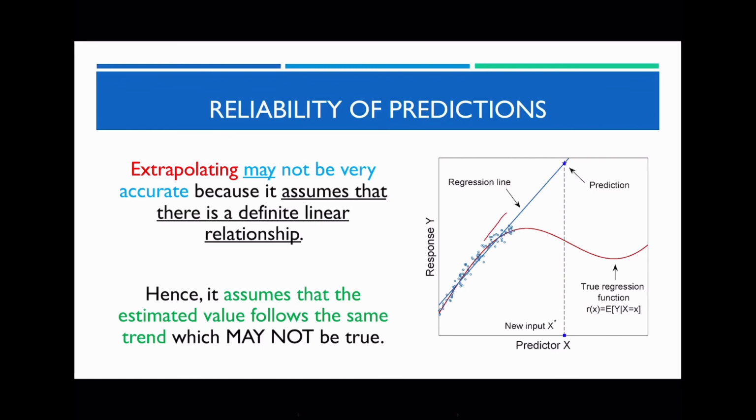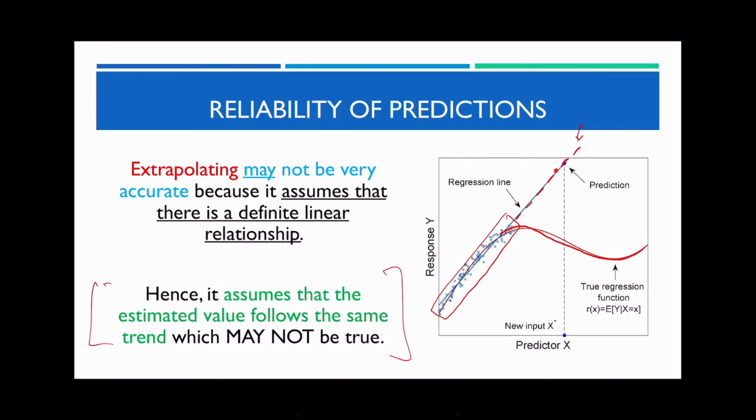In this case, most of your data set is found over here. If you're trying to make an estimation for values over here, you're assuming that all values found outside follow a linear relationship, which is why I've represented this by these dashed lines. However, that might not be true, because in reality, instead of following a linear trend, it might actually curve like this. We can't be too sure that values found outside of this follow the same trend. Hence, it assumes that the estimated values follow the same trend, which may not be true.